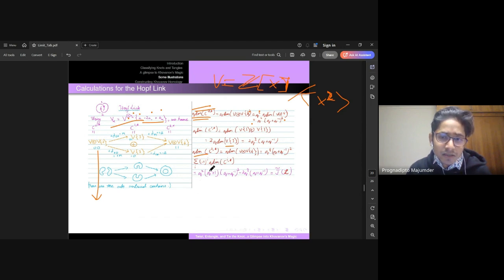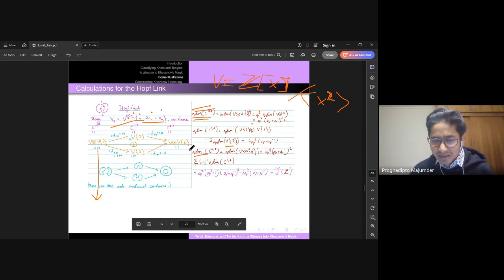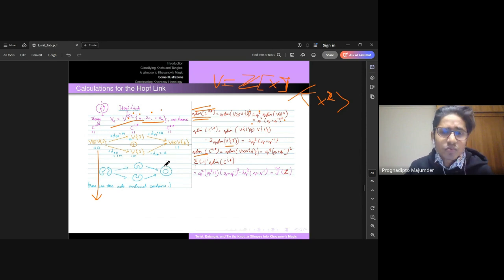So minus 1 power 0, what I get at level 0, plus minus 1 power 1, what I get at level 1, plus I go on till it ends, the dimensions, and it's a finite figure. So here I have dimension 0, 1, and 2. So that's it, and it gives me back the Jones polynomial.